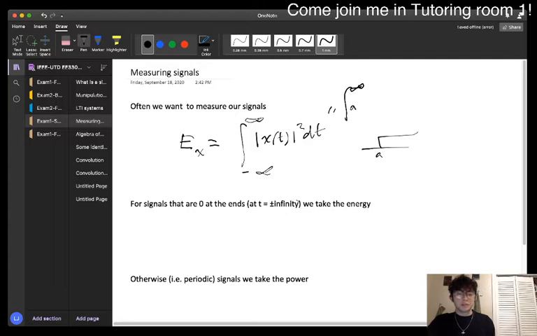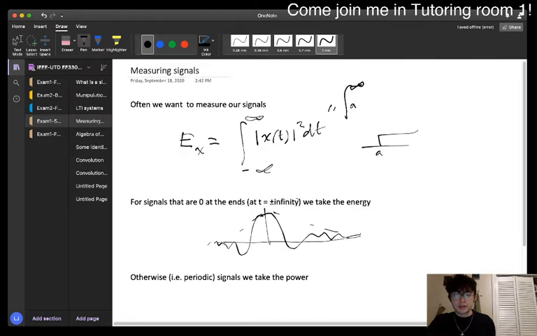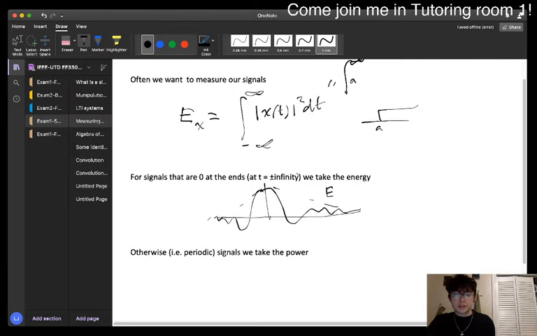So like this sinc function, notice that it dies down to 0 at infinity. So we're going to take the energy of it, and this will come out to a finite value. So this has finite energy. Energy of x is less than infinity.